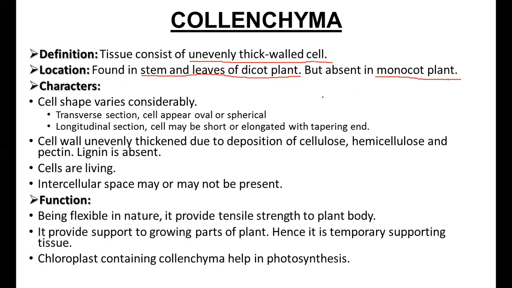Now the character present in collenchyma is that the shape of the cell varies considerably. Now the question is why? If we make a transverse section of the collenchyma cell, then the cell appears oval or spherical. But if we make a longitudinal section, then the cell appears short and elongated. So the basic structure of the cell of collenchyma looks like that. Looks like a pipe.